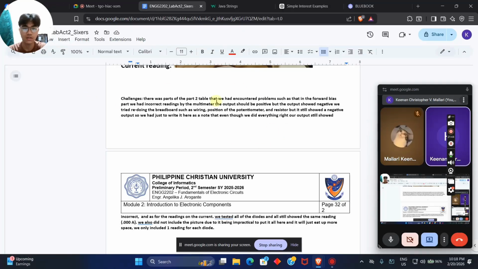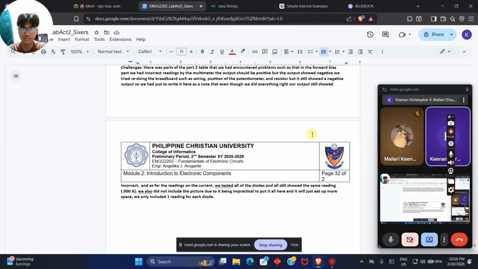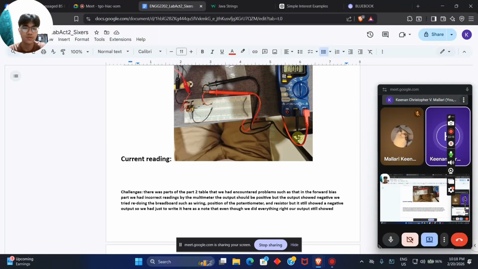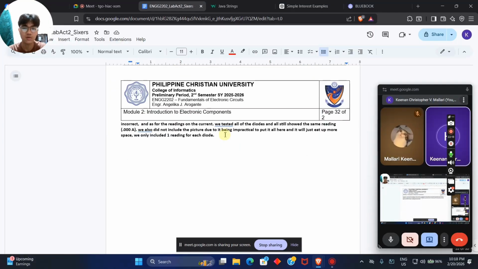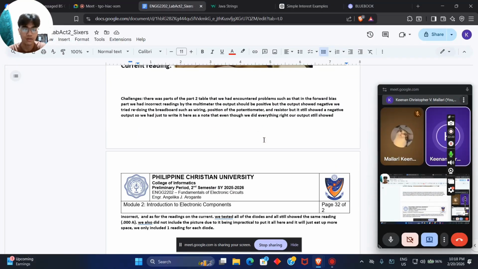We noted it here so that it will be here when our professor checks it. And as for the reading of the current, we tested all of the diodes and all of them still showed the same reading of 0.008 amperes. As I said earlier, we did not include any pictures for the amperes since it would be too many and impractical. It would show so many pictures, taking up more space and increasing the file size.